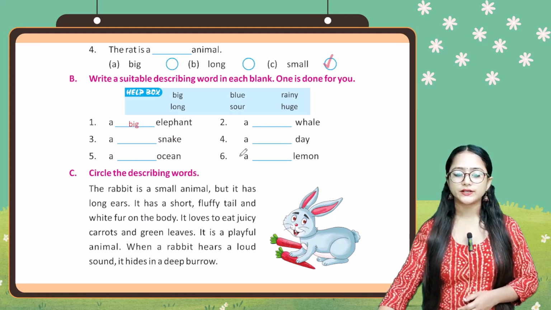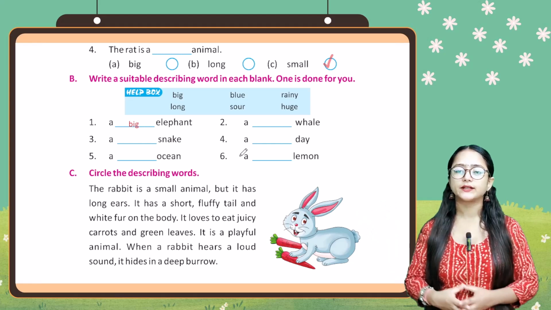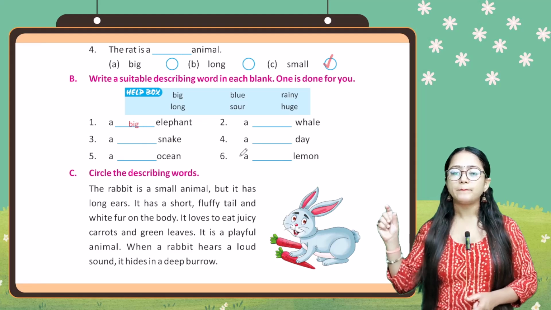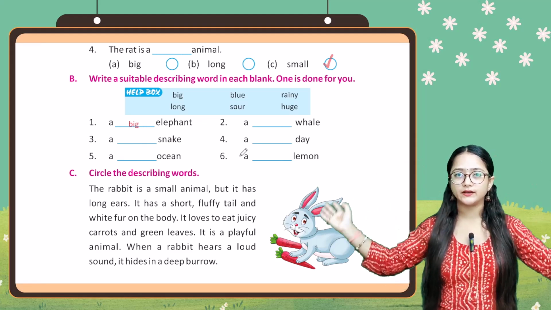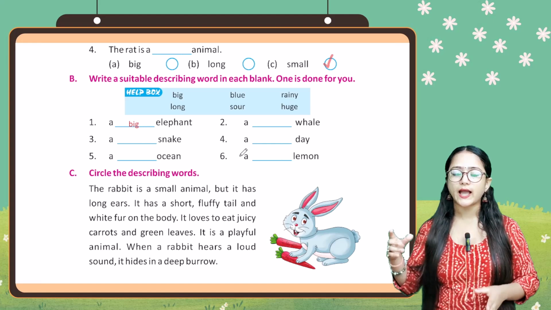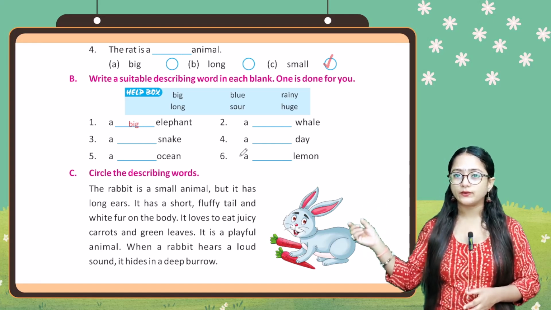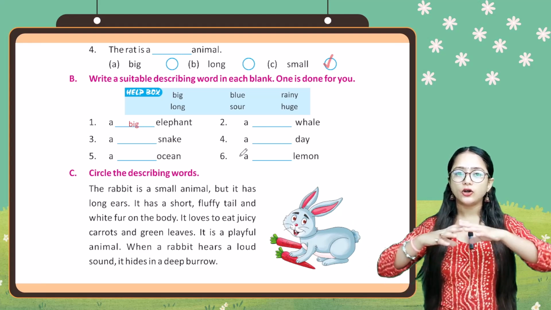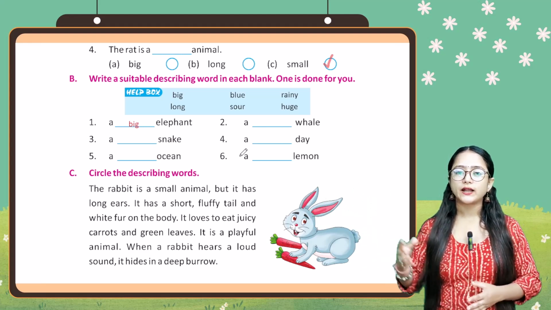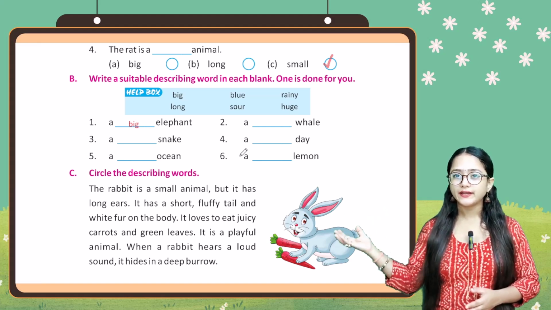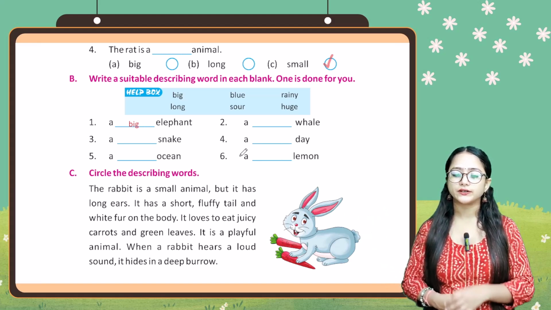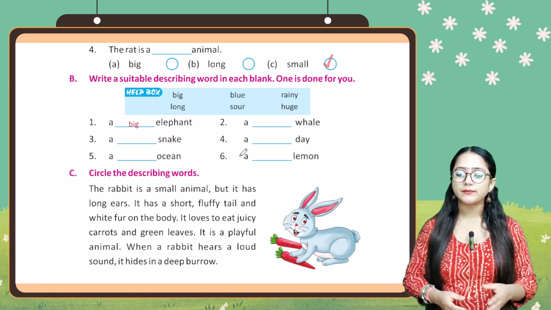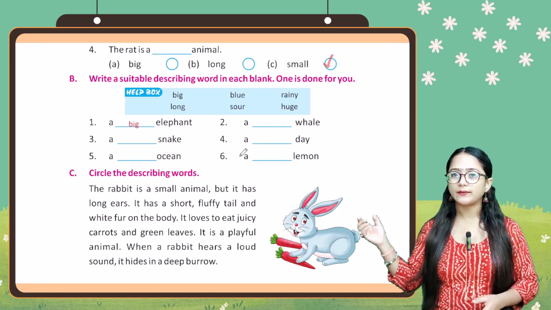Now the next question is, write a suitable describing word in each blank. One is already done for you. First one, a big elephant. How is the elephant? Big. So big is a describing word. Next one, a dash whale. A blue whale. What is the color of the whale? Blue. Next one, a dash snake. A long snake. Next one, a dash day. A rainy day. Next, a dash ocean. A huge ocean. Next one, a dash lemon. A sour lemon.